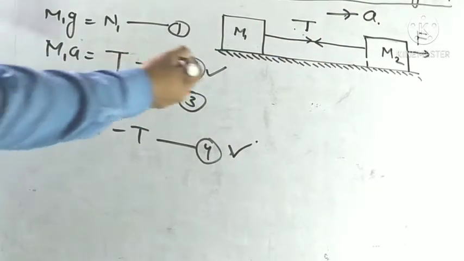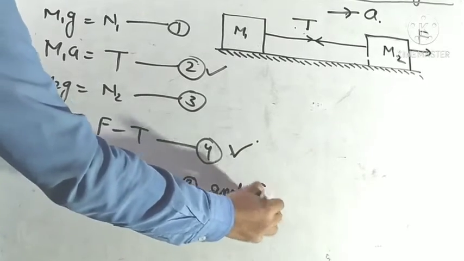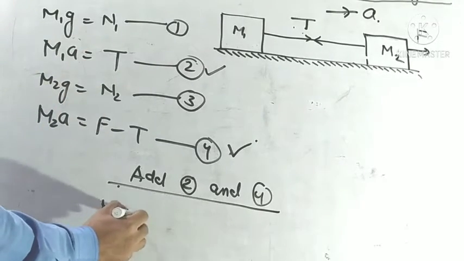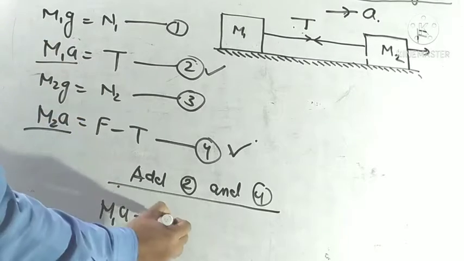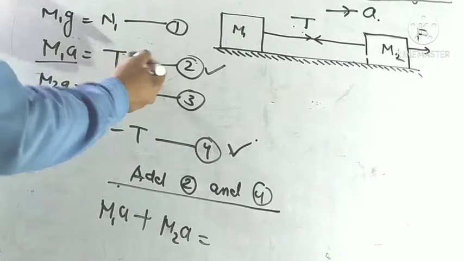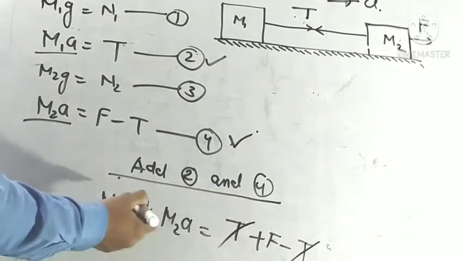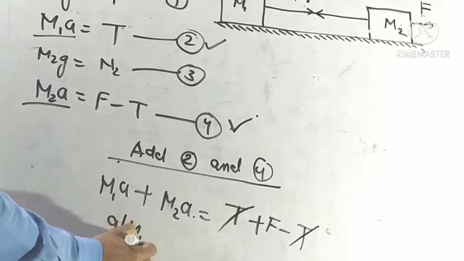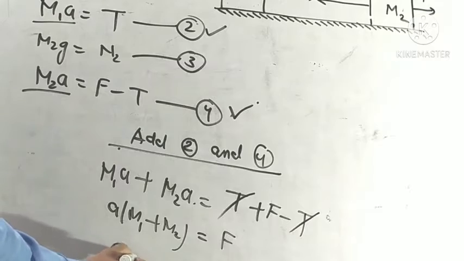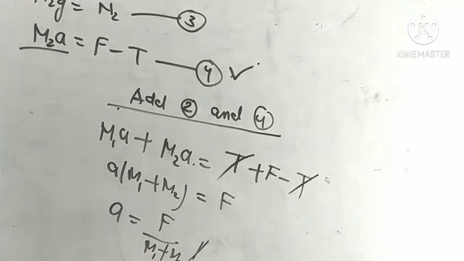Now we add equation number 2 and equation number 4. Firstly we add the left hand terms: m1a plus m2a is equal to, now we add the right hand terms, T plus F minus T. T and T cancel each other, and here we take a common, so m1 plus m2 is left inside the bracket. Only F is left on the right, and the acceleration will be F upon m1 plus m2. So this is the value of acceleration.